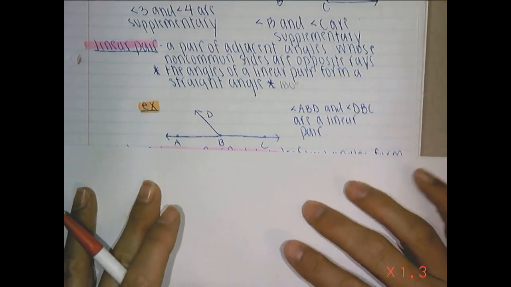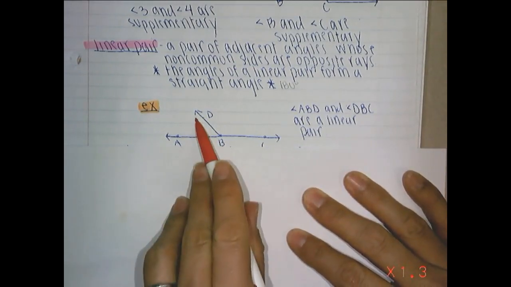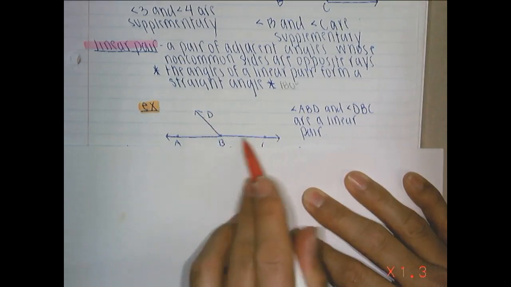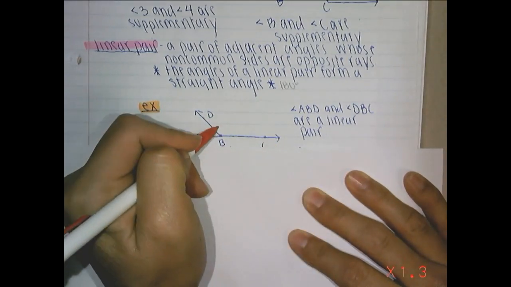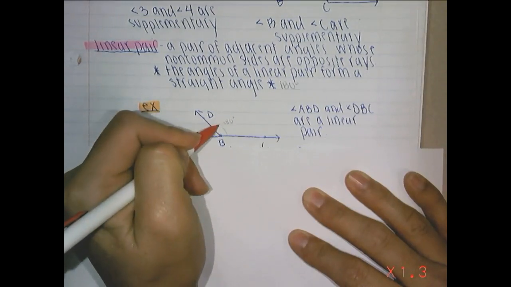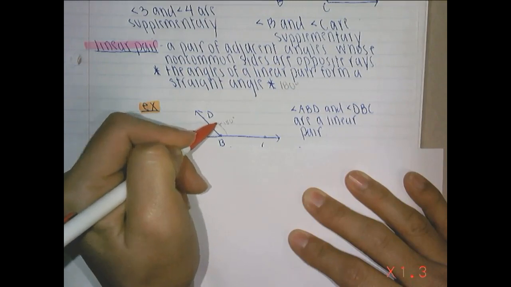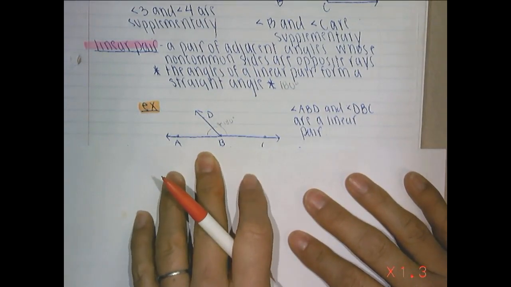So here we go. We have angle ABD and angle DBC. They are a linear pair. They form a straight line, 180 degrees right here. That would be a linear pair. Two angles that form a straight line.